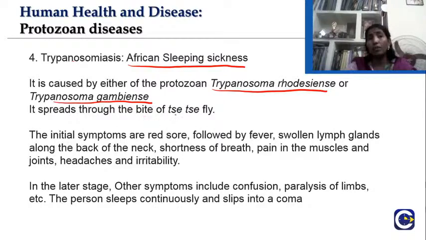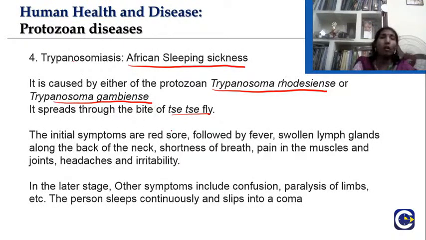Then we have the bite of the tsetse fly, which causes African sickness. So what are the initial symptoms? The person will first develop fever, shortness of breath, muscle pain, joint pain, and some irritability because it slowly starts affecting the CNS. In the later part of the disease, they have paralysis, confusion, and go into a sleeping state which we call coma, and then they die. That is why it's called African sleeping sickness.